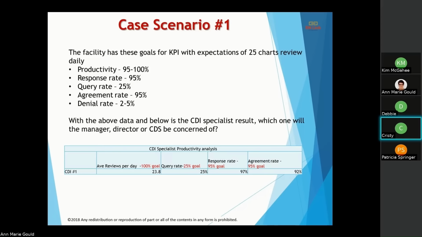But you're right also on the agreement rate, because the goal is 95% and this CDI is only doing 92%. So usually if it's consistent that way, the manager or the director will have a one-to-one meeting with that CDI and see what the problem is. So that would be your concern: the reviews per day as well as the agreement rate. Perfect. Good.